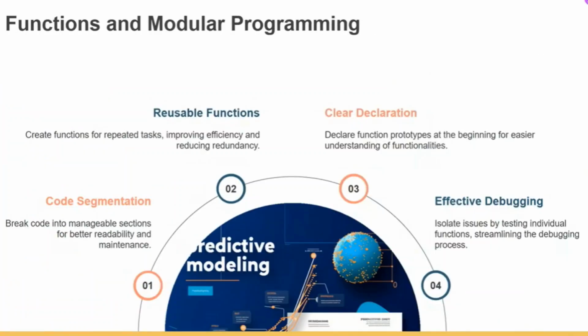Functions and module programming. There are four stages: code segmentation, reusable functions, clear declaration, effective debugging. In code segmentation, break down code into manageable sections for better readability and maintenance. Reusable functions: create functions for repeated tasks, improving efficiency and reducing redundancy. Clear declaration: declare function prototypes at the beginning for easier understanding of functionalities. Effective debugging: isolate issues by testing individual functions, streamlining the debugging process.